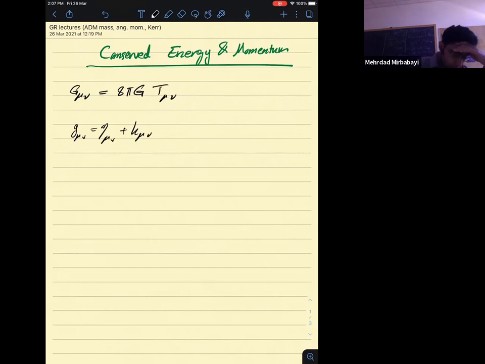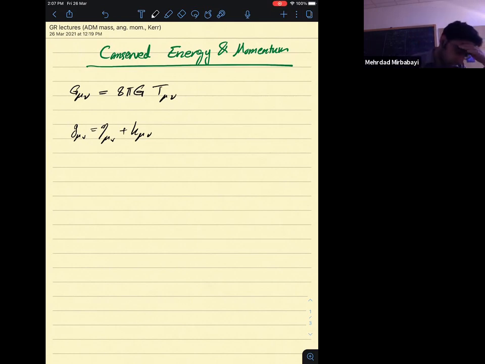Notice that this decomposition is not generally covariant. What do I mean by that? It means this decomposition is frame dependent. If we go to a different coordinate system, the decompositions in different coordinate systems do not agree with each other.